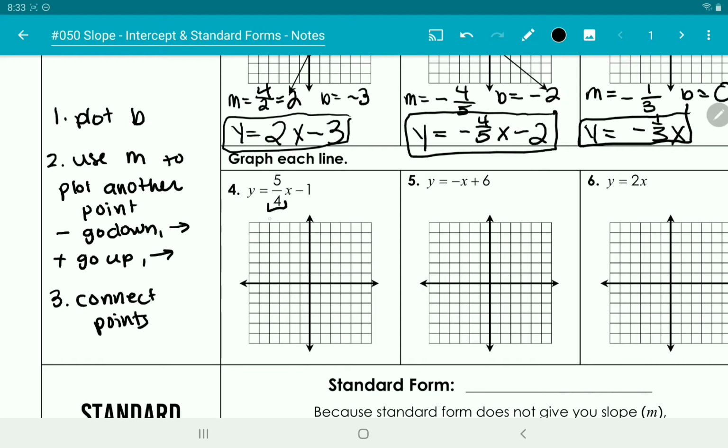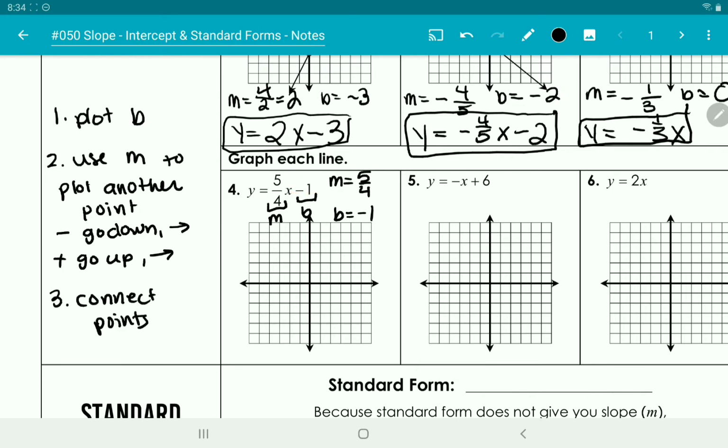Y equals mx plus b, okay? So the slope here, this m, is 5 over 4, and b, we have to keep the negative sign here, is -1. If it were plus 1 on the end here, it would be just +1, but since it's negative, we have to keep the negative sign.